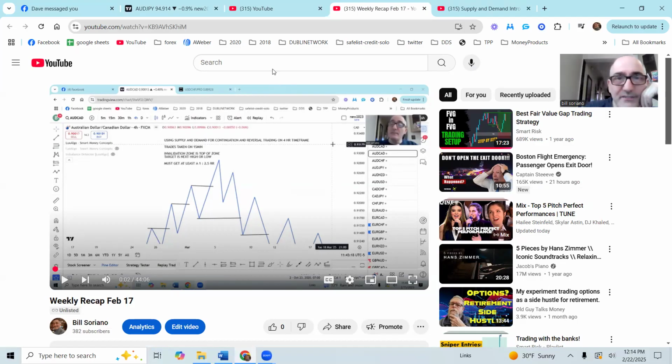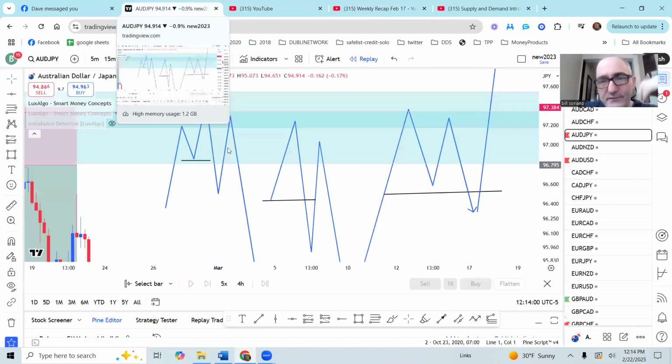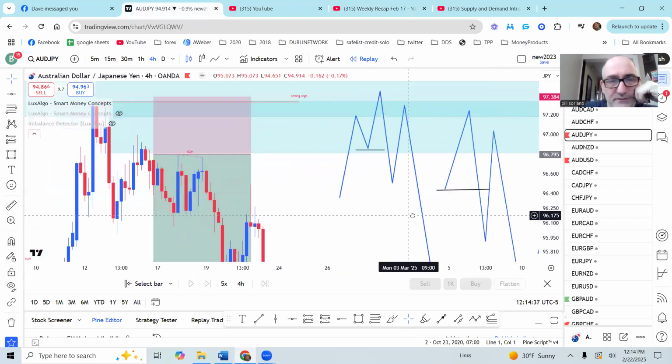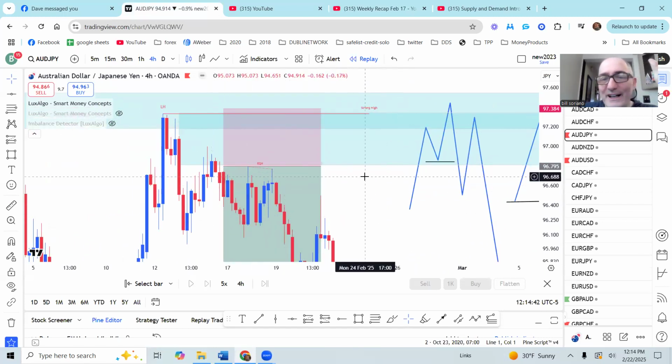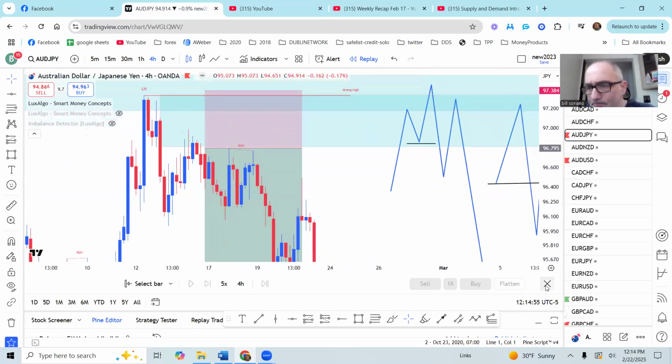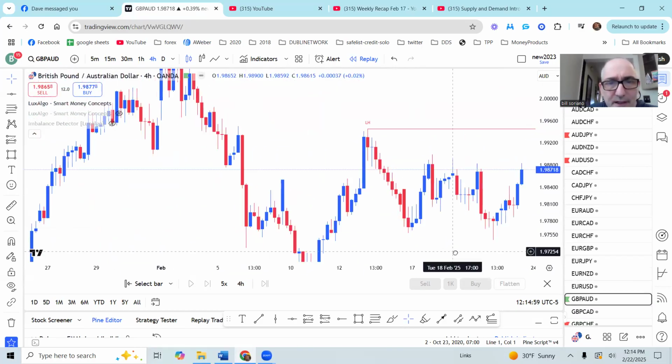So the most risky thing you could do, I don't know if I said that right, the riskiest thing you could do, my use of the English language is not always very good. The riskiest thing you could do is identify a 4 hour supply and demand zone and just set a buy or sell limit right at that zone without waiting for any confirmation. Now, we do that sometimes when it's an extreme zone. I think that was the case here in GBP-AUD. Let me show you this here real fast.